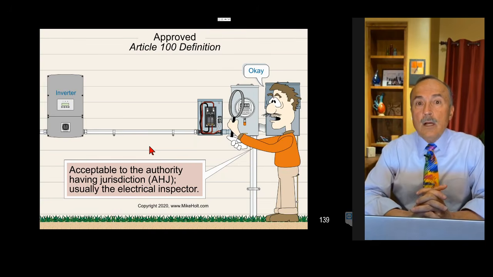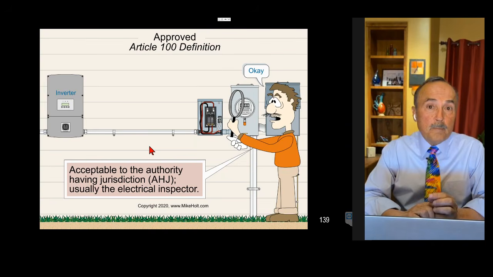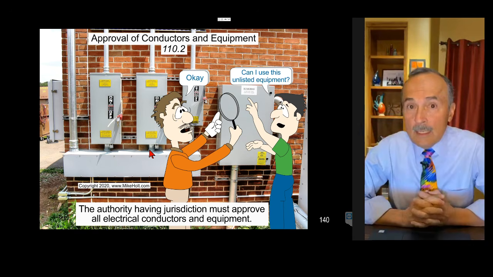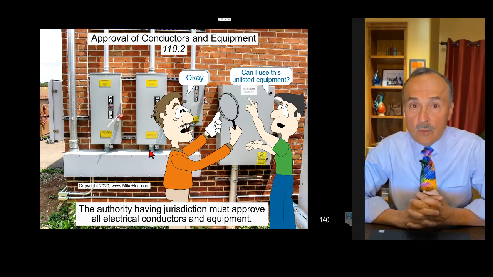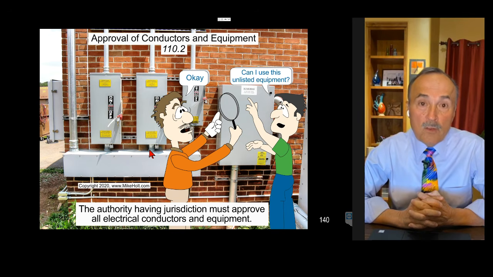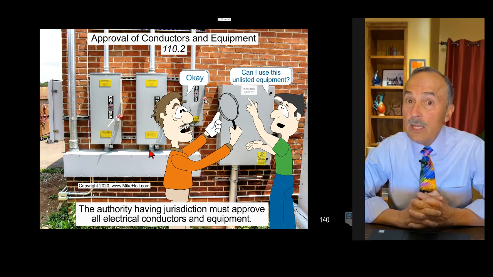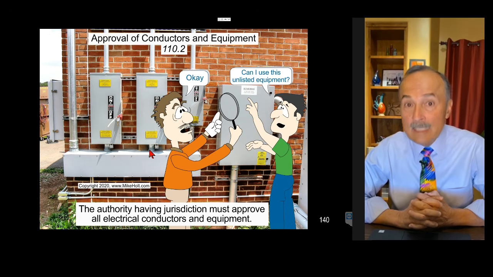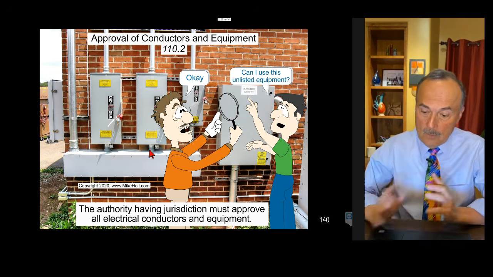And then there's a definition called approved. Now, approved is acceptable to the authority having jurisdiction, and it's usually the electrical inspectors. All right, so back to 110.2, the authority having jurisdiction is the one who makes the approval of equipment, and they could allow you to use something that's listed, or they could not allow you to use something that's listed. They could allow you to use something that's not listed, or not allow you to use something that's not listed. So we got that started.